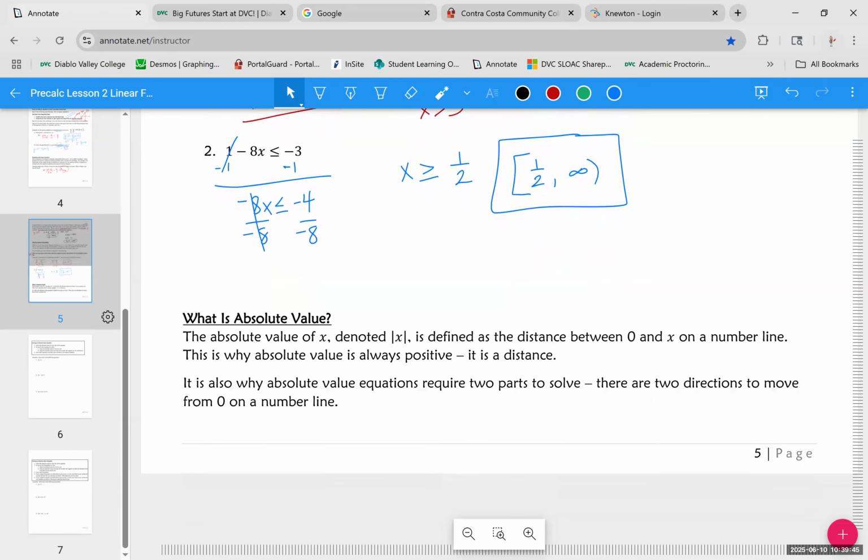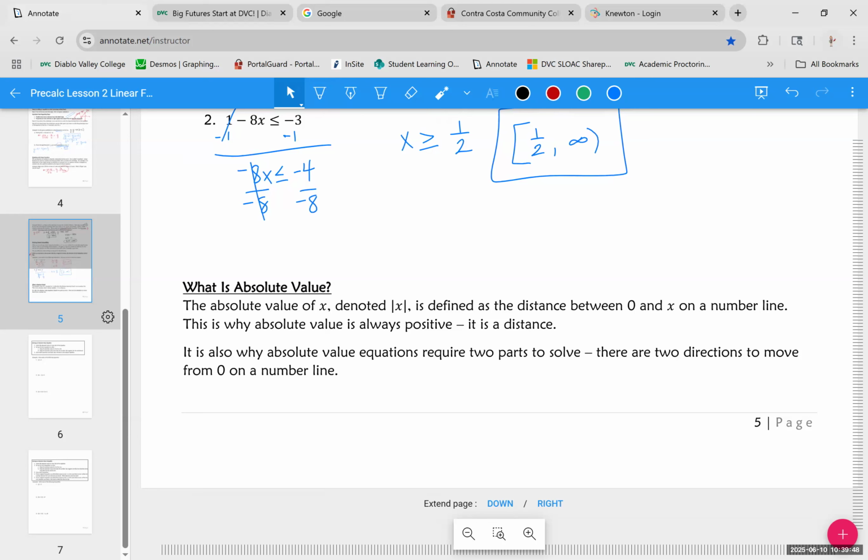Important to have it. Last but not least in this lesson, we're going to talk about absolute value. We'll talk about what it means and then how to solve things with absolute value. So a lot of times people will say, oh, it just makes everything positive, right? So if I have the absolute value of a negative number, then it's just the positive version. That is true, but that's because absolute value is defined as the distance between 0 and x on a number line. So that's why it's always positive, because distances are always positive.